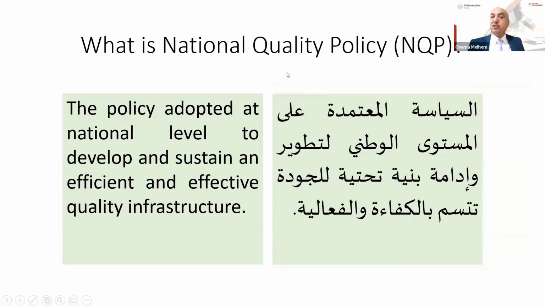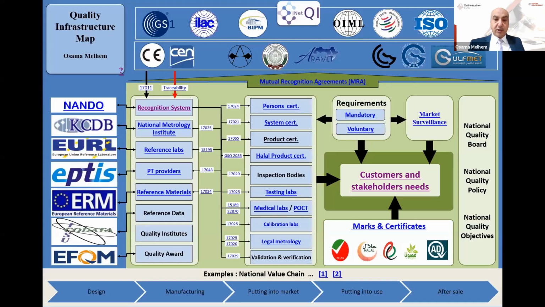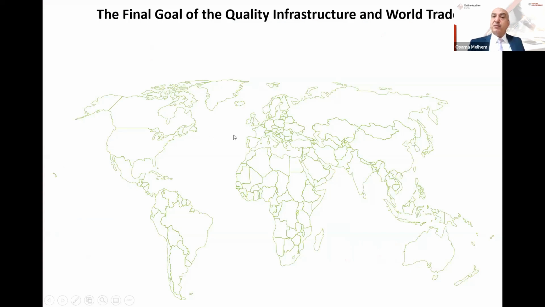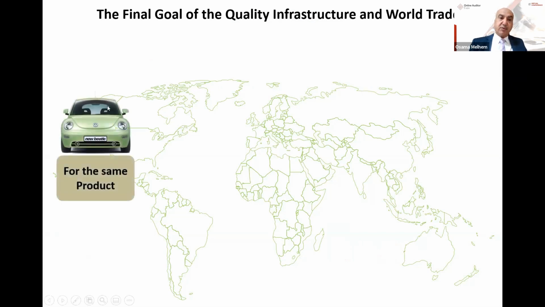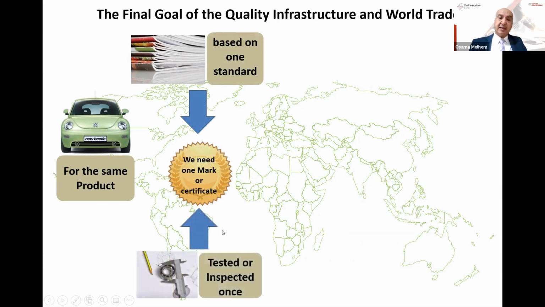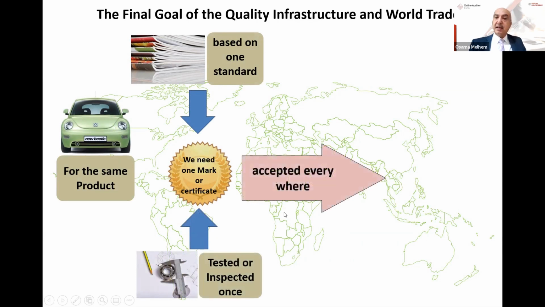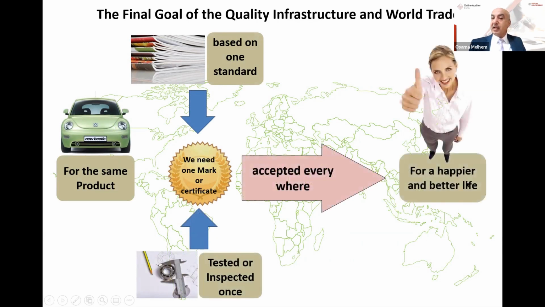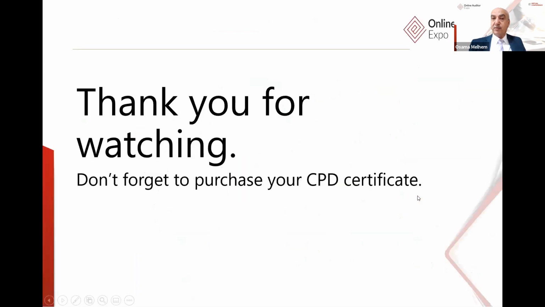Now, what is the national quality policy? It is the policy adopted at the national level to develop and sustain an efficient and effective quality infrastructure. Okay, now, the final goal of the quality infrastructure for world trade is that for the same product, we need one mark or one certificate based on one standard. This is like a long-term vision: based on one standard, tested or inspected once, accepted everywhere for a happier and better life. Thank you very much.